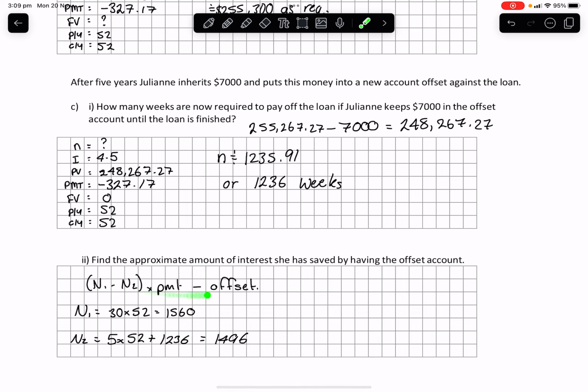Let's throw it into my formula here. So we've got 1560 minus 1496, times by 327.17 minus the $7,000 offset. And Julianne saves approximately $13,935.68. Okay, so we can see the slight difference there where my N2 is becoming a bit more complicated, but the working out to get to this point is just a lot of questions we've done before all meshed together.